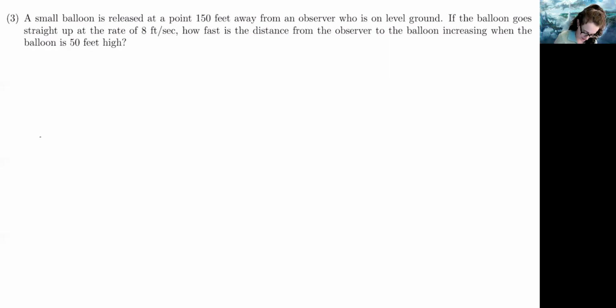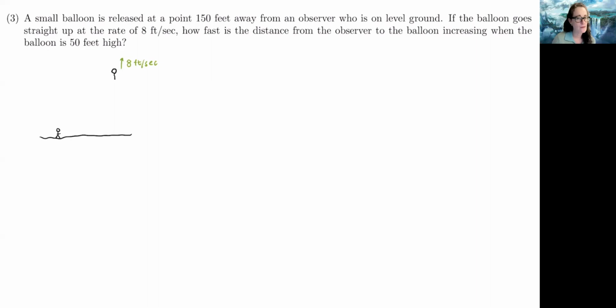Yeah, you can even label, like we've got some ground, right? We've got a balloon that's rising up into the air. So you can draw the balloon maybe like here. We have an observer who is on level ground from where it was released. So someone's watching from afar. So maybe, here's that person. We know that the balloon is going up at a rate of 8 feet per second. So here's how you might label that.